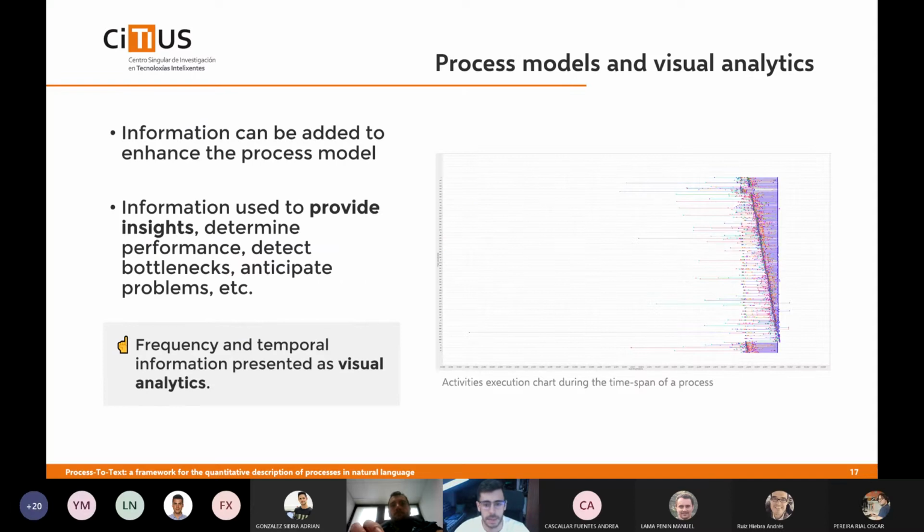So apart from extending the process model, additional analytics which summarize relevant information about a process, mostly quantitative information, such as frequent or infrequent patterns, can be computed. These analytics are usually communicated to users through visual analytics. Here we can see a chart that illustrates the timing of the execution and relation between activities of a process during its time span.